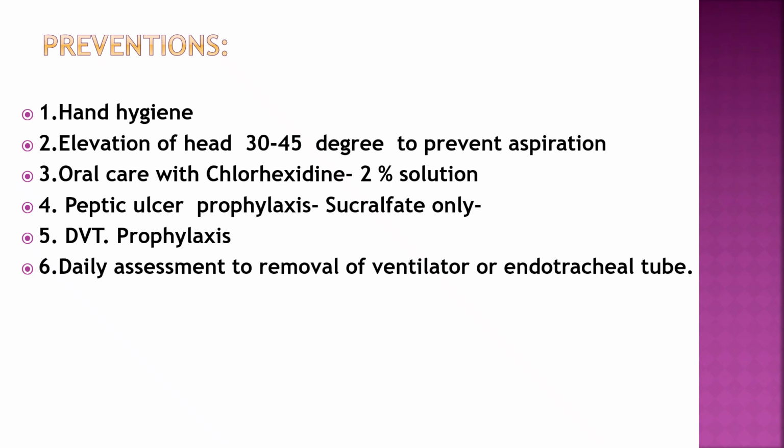Then prevention: hand hygiene should be done, elevation of head 30 to 45 degrees to prevent aspiration. Then oral care with chlorhexidine, that is 2% solution, should be used. Peptic ulcer prophylaxis can be by sucralfate only. Then deep vein thrombosis prophylaxis should be done, and daily assessment for the removal of the ventilator or endotracheal tube should be done.